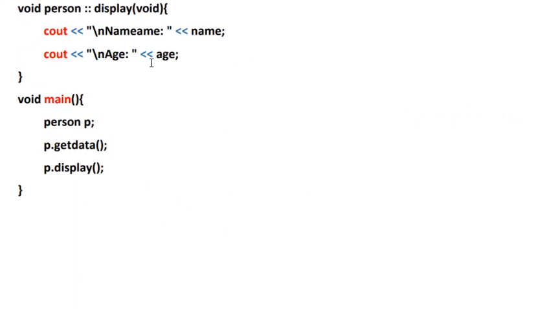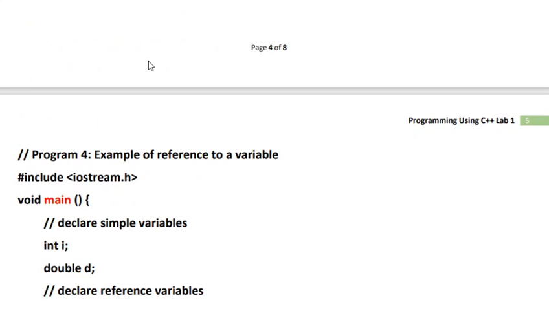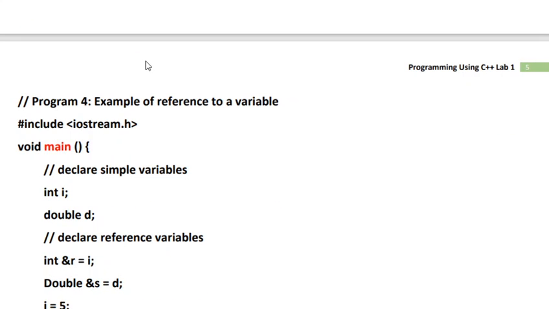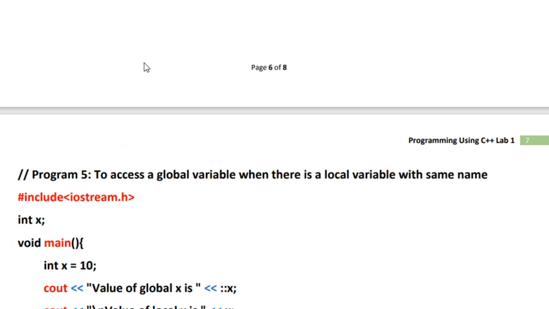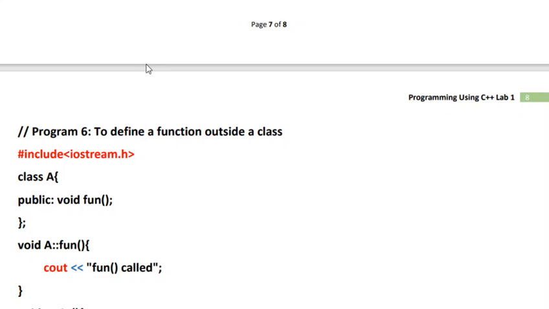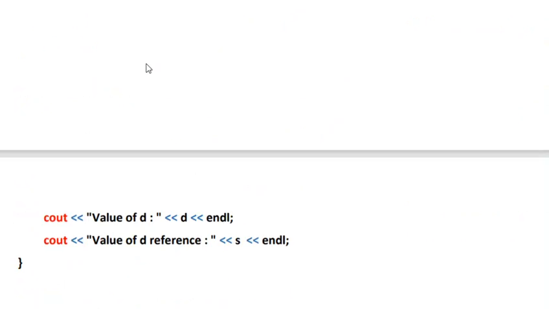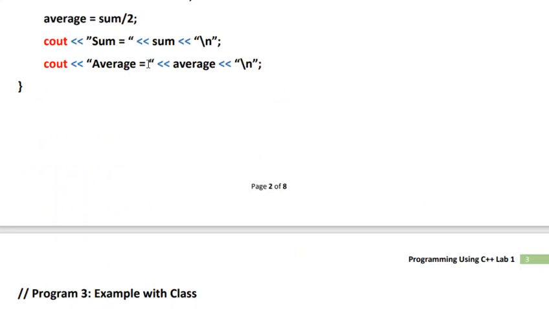Then we moved on to the example of reference variable, how we can use an alias to a particular variable. Then we moved on to how to access a global variable using the scope resolution operator, and then how to define a function outside the class. So these are the first 6 programs for the first class that you have to execute.